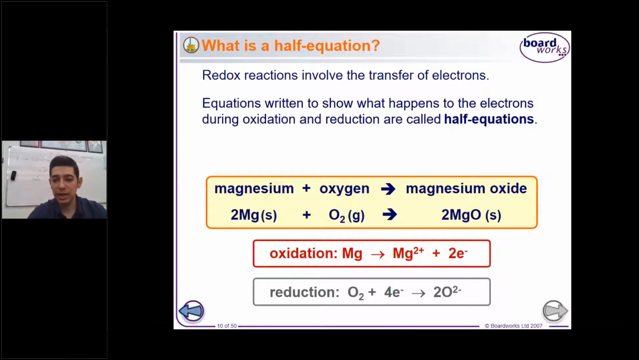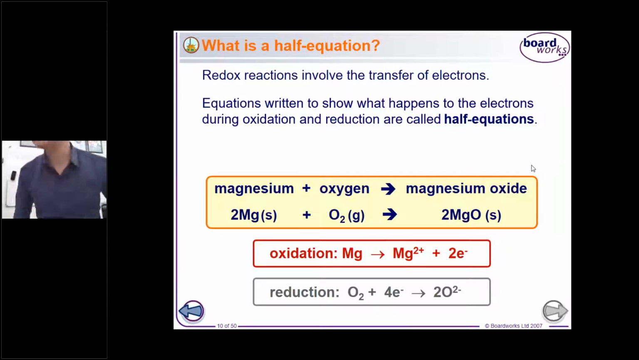Equations written to show what happens to the electrons during oxidation and reduction are called half equations. They are not different things. As in the previous example, we were showing what happens to the elements: they are losing electrons, they are gaining electrons. Now this time we will show them in equations, or we will write them as an equation. So how will we write them?